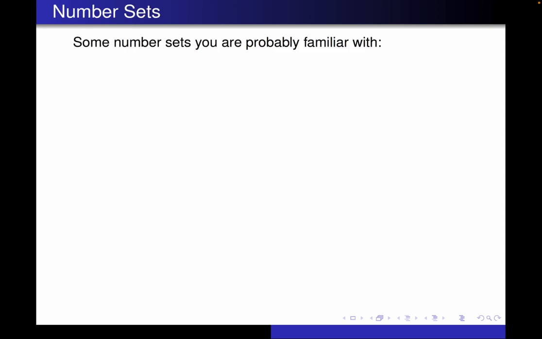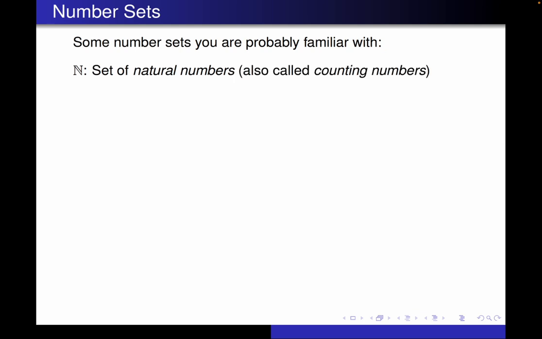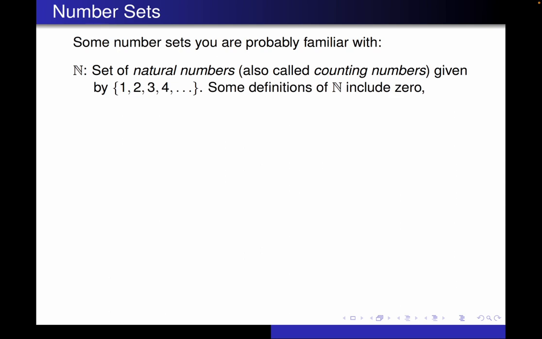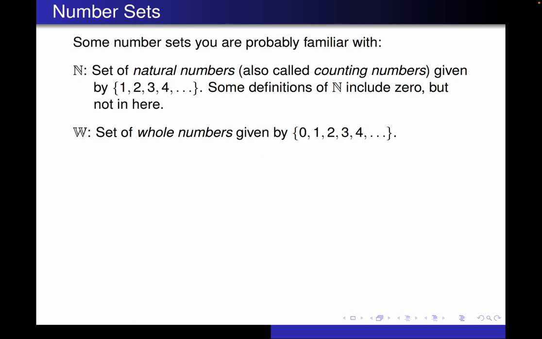So here are some number sets you're probably familiar with. I just want to make sure that you also know the notation that goes along with them. So the first one is a funny looking N. That's for the set of natural numbers. And these are also called the counting numbers, and for our purposes, those are all going to be all the numbers 1, 2, 3, 4, etc. Some definitions of the natural numbers include 0, and that's perfectly fine, but just for the purposes of our class, we're not going to include 0 as a natural number. However, we do include 0 in this next set, W, that is the set of whole numbers, and that's just the natural numbers along with 0.